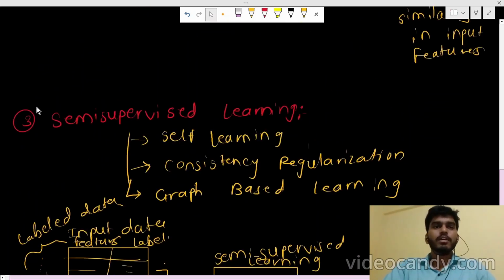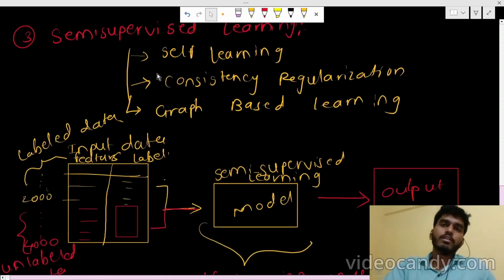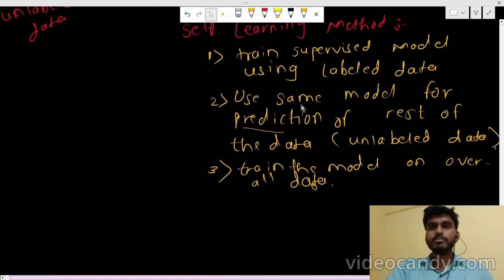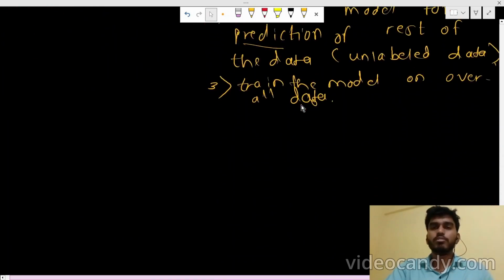Understood? This is only one topic from semi-supervised learning. Consistency regularization is a different topic. Graph-based learning is also a very exciting thing. I will explain that in upcoming videos. So now you understood the concept, right?